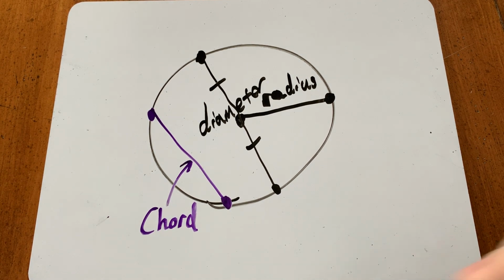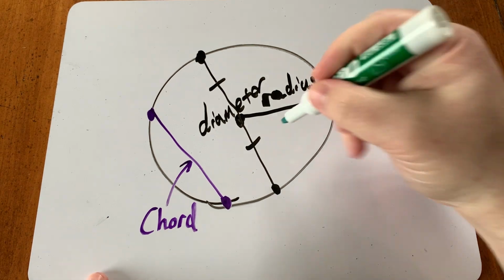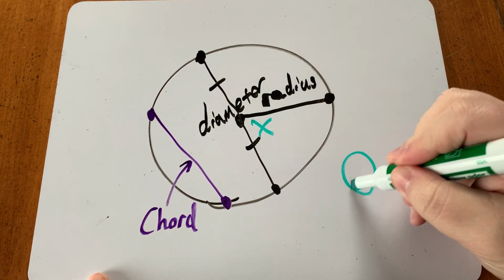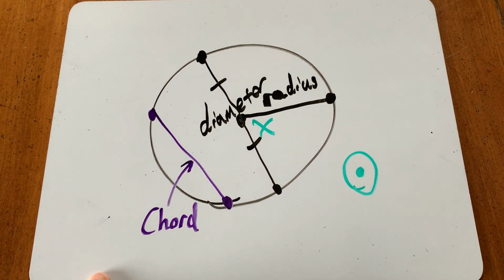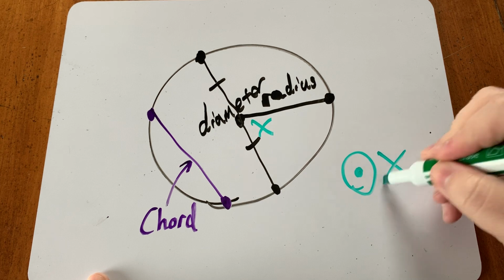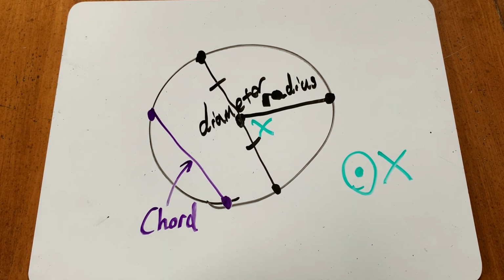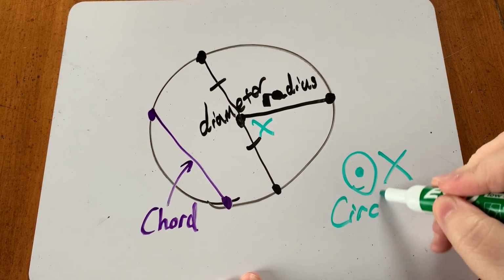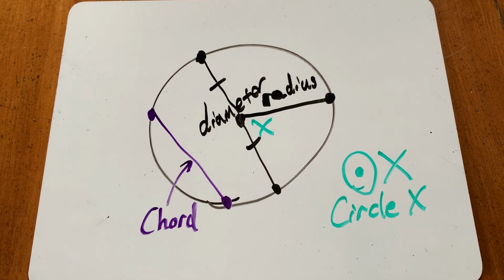If we have the center of the circle named, say this is point X, the notation we use to name a circle is a circle symbol with its center point, and then the name of the point that is the center. That is how we name circles. This is read as circle X. So that's our notation for circles.